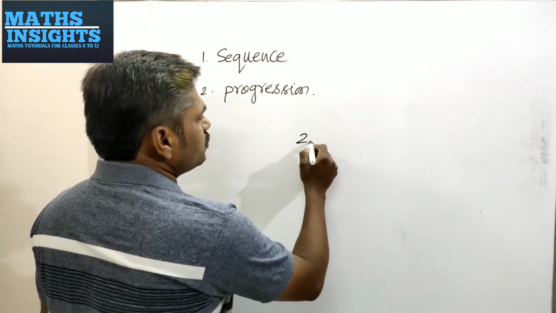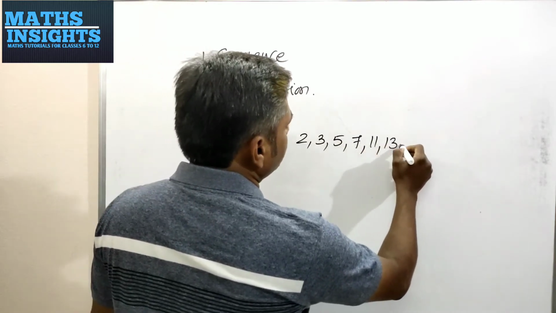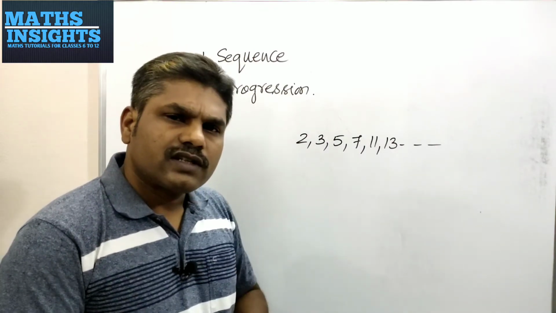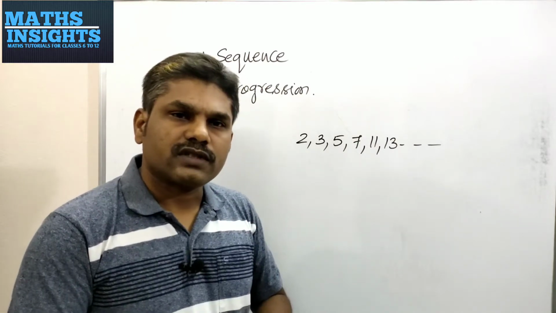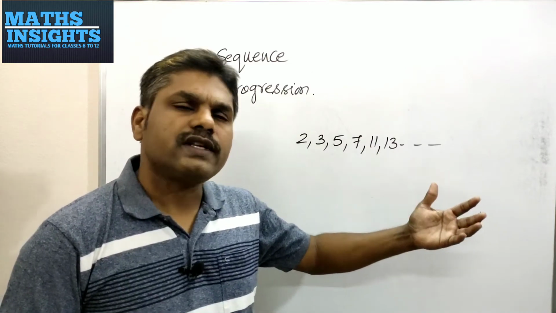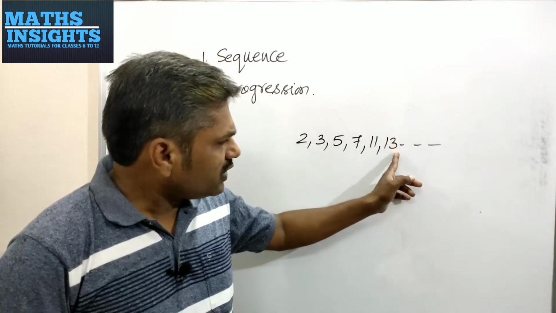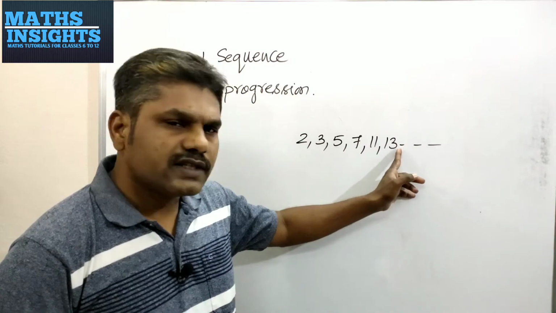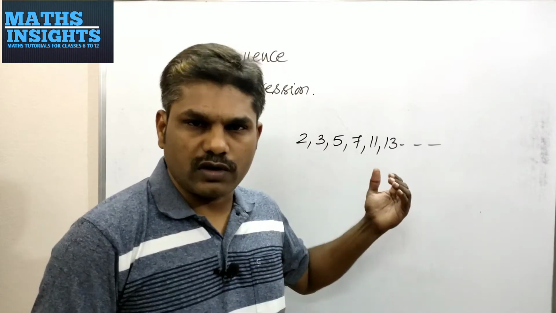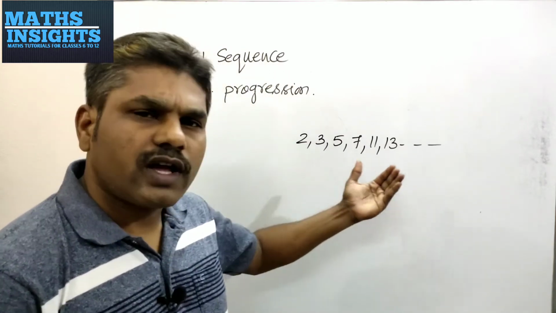See, if you take 2, 3, 5, 7, 11, 13 and so on. This is the arrangement of numbers. What are these? All of you know these are prime numbers. Prime numbers are arranged according to a rule. There is a definition for a prime number, basing on that we are arranging. If you want to get the next prime number, that is 17, we don't have a particular formula but a rule. That's why this is an example for a sequence. This will not have any formula.